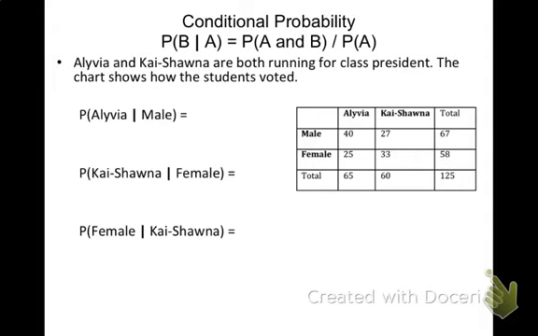Conditional probability. So, the probability of B, given that A occurred, is the probability of the both, A and B, divided by the probability of what you're given, which is A. Okay? So, Olivia and Kashana are both running for class president, and the chart shows how the students voted. So, the first probability we want to find is what is the probability that someone voted for Olivia, given that, that's what that line means, given that they are male.